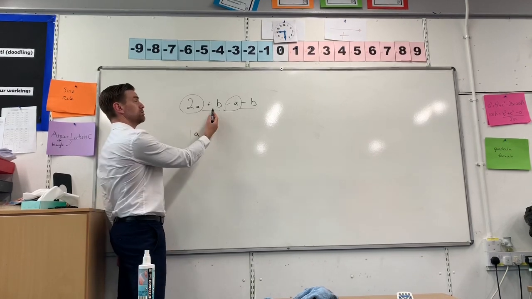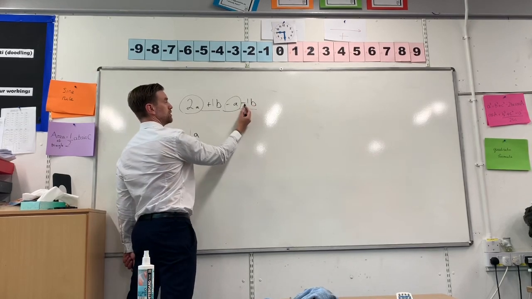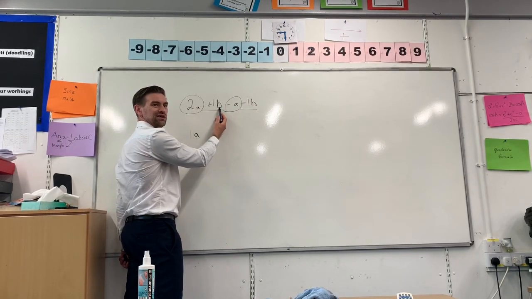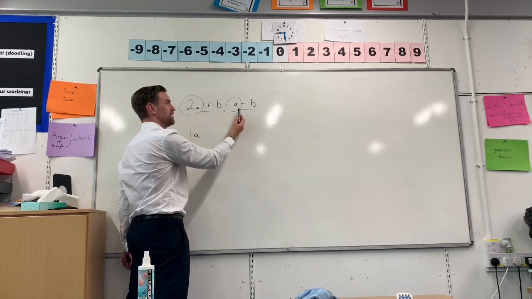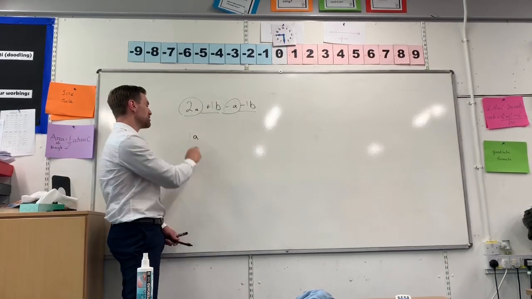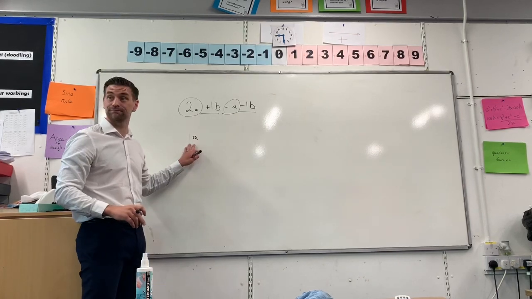Now I'm going to do the B's. So I've got a 1B minus a 1B. So what's the B going to stand for? Bananas. 1 banana, take away 1 banana is how many bananas? No bananas. And because there's nothing there, I'll just leave it. So your answer is just A.